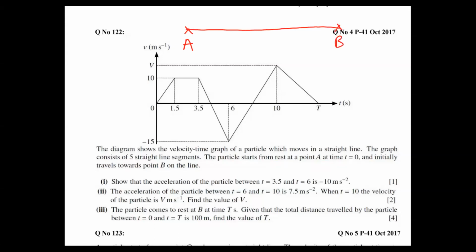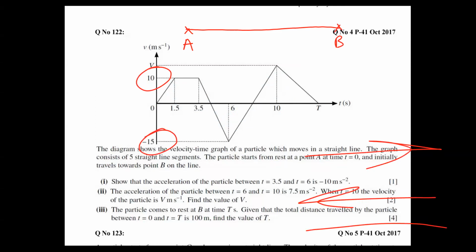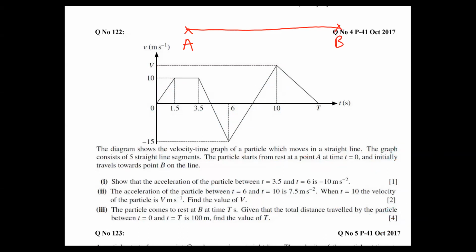The point is that this part is above the x-axis, this part is below the x-axis, and this part is again above the x-axis. So the condition is very clear. I taught you that whenever velocity is positive, the particle is going away. Velocity negative means it is coming back. Again velocity positive, again going away. So I think the idea is very clear, and let's see how to tackle this problem.